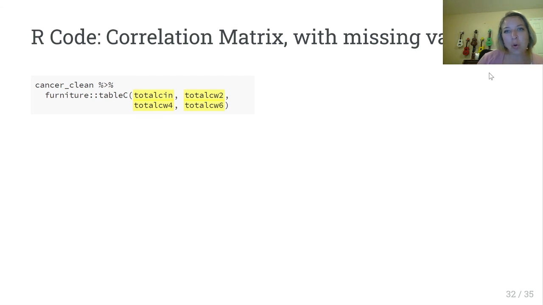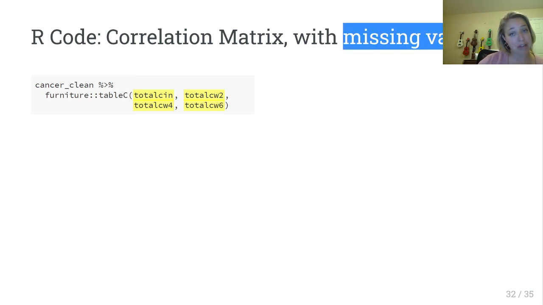So making those correlation matrices with multiple variables, instead of doing a cor.test for each pair, you can do table C out of furniture. So we're going to, again, start with our data set, pipe it into the furniture table C for correlation, and then in the parentheses, list out all the variables in our data set we want to see the correlation between. Now, by default, there can be something that happens when you have missing values.